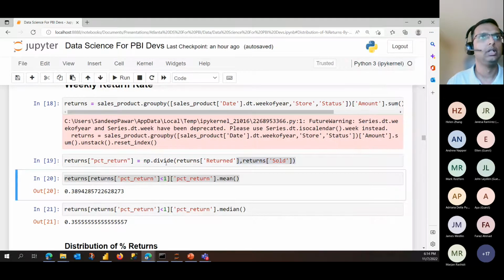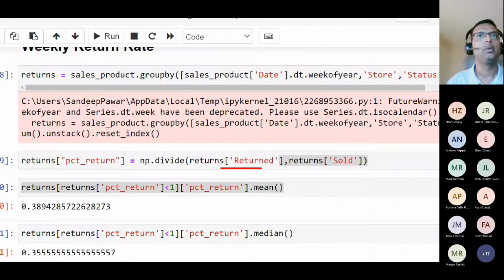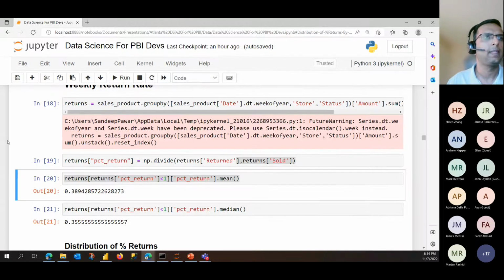A division between the return divided by the sold products. And overall, I get a return rate of 39%. And if I look at the average, it's 38%. And if I look at the median, it's 35%. So that's number one. Okay. So there is a little bit of difference between the two, 39% and 35%. So just keep that in mind.